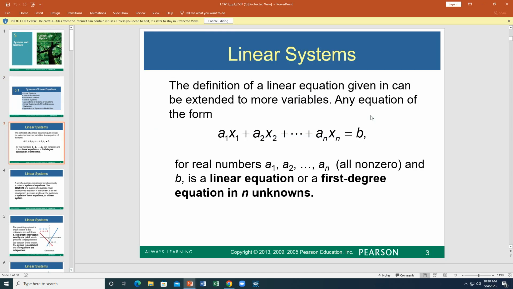So now the linear system, guys. So this is a linear system. It has n unknowns and n real numbers, a1, a2, and so on to an. They are all non-zero. And the b's are real numbers. Okay?